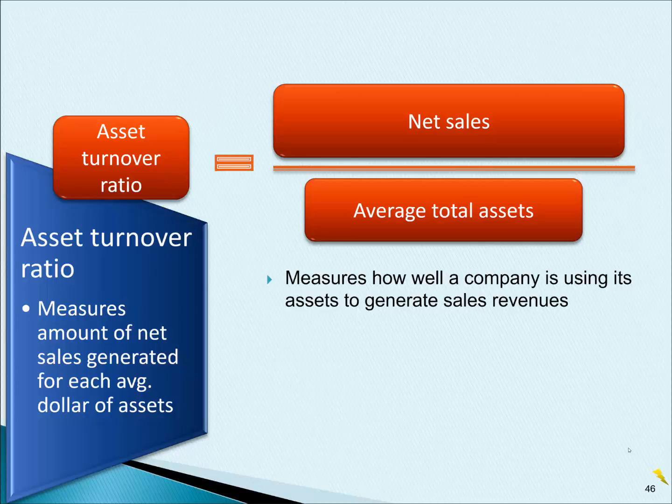This number can vary from industry to industry because certain industries are asset heavy, such as a company like Boeing, whereas software companies are not asset heavy. So these ratios will be different for each industry. So always compare to the industry average.